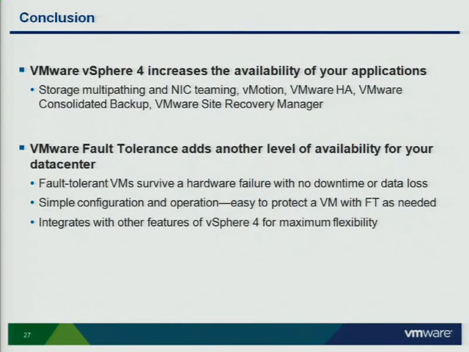So that's really it. I talked about our new feature, which we introduced last year, called VMware Fault Tolerance. And vSphere 4 and 4.1 really increase the availability of your applications. It's all about the application. So we have storage multipathing and NIC teaming on the server side, as well as all of our features, which help applications with availability: vMotion, HA, VCB, and SRM. And then we've also extended HA to fault tolerance, which lets you protect your VMs with no data loss and no interruption to your service.